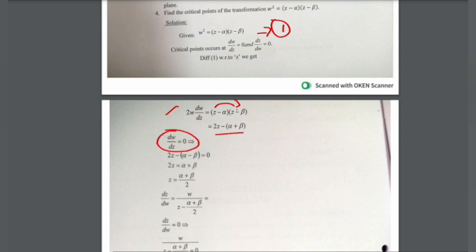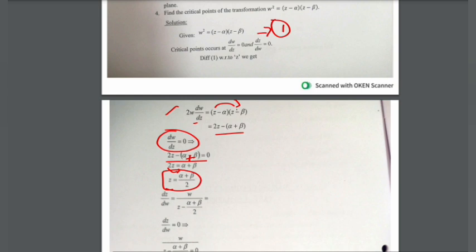First of all, I am taking dw by dz equal to 0. My left hand side will become 0. So my right hand side will become 2z minus alpha minus beta equal to 0. Bring this alpha minus beta to the other side, so I get plus alpha plus beta. Bring this 2 to the other side, I get z value as alpha plus beta by 2.